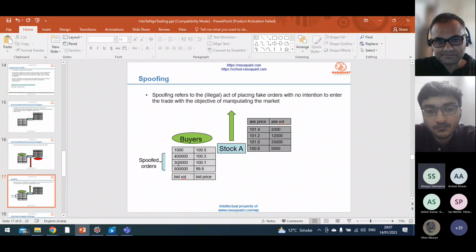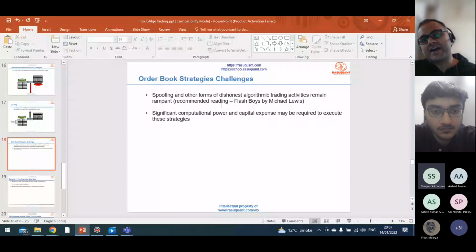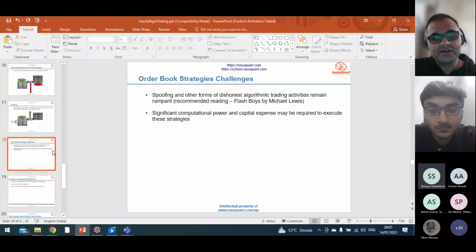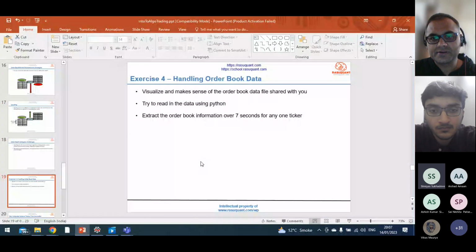Okay, so we are getting close to the end of our presentation. These are some of the challenges of high frequency trading or order book strategies. Spoofing exists and it's very difficult to get rid of. Also, you need very significant computational power to be able to analyze the order book on a real-time basis. That's very important.